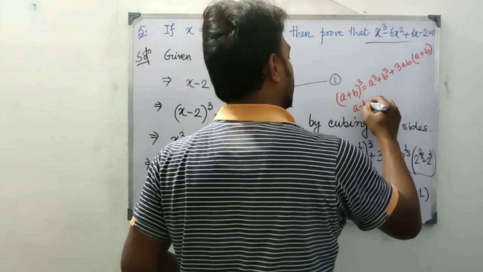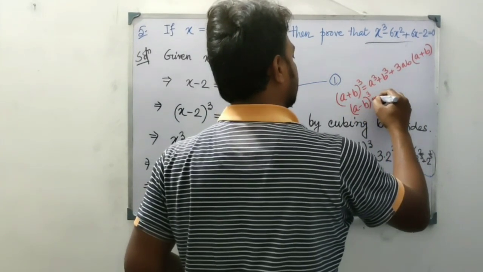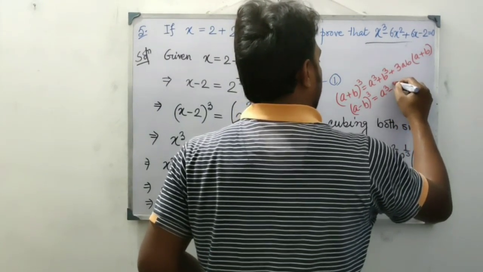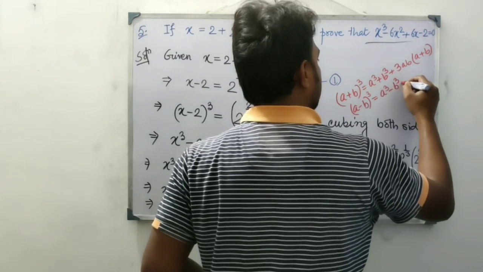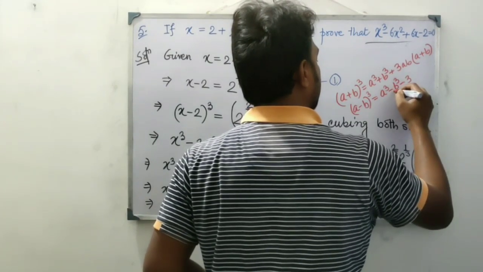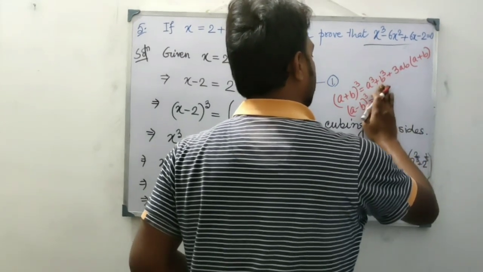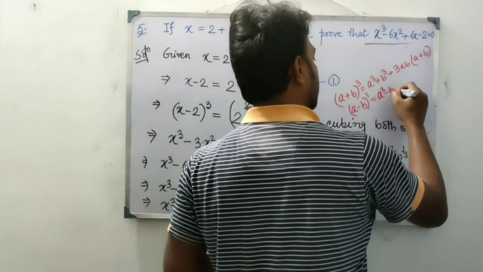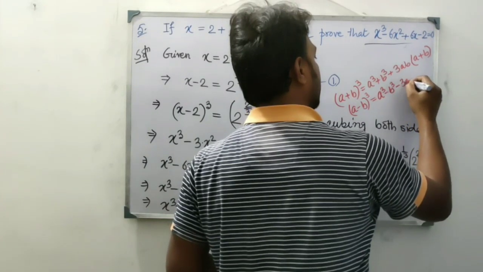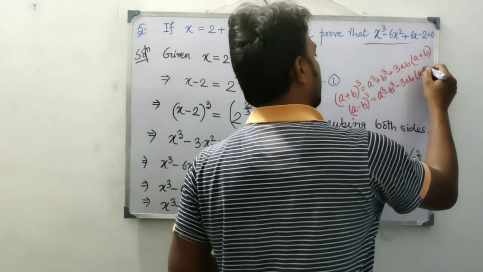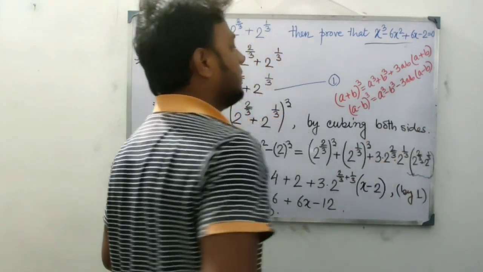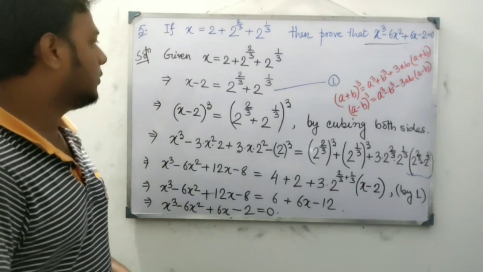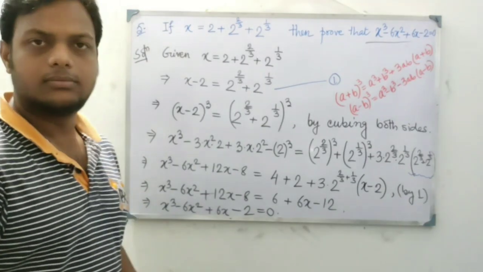And for (a minus b) whole cube, a cube minus b cube minus 3ab, sorry, I have to derive this part: a cube minus b cube minus 3ab into (a minus b). There will be all the minus. Okay, this is for (a minus b) whole cube. Clear? So this completes the proof. Note down.